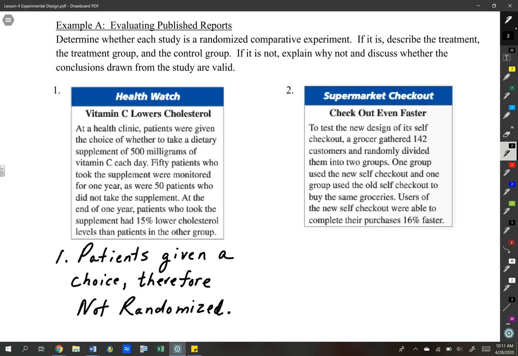All right, since we randomly divided the groups, this is a randomized comparative experiment. So I'm just going to write it is randomized. We like that. Okay. The treatment group. All right. So the treatment group are the ones that use the new self-checkout.